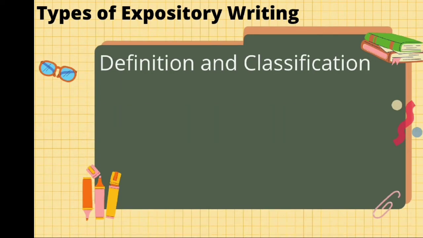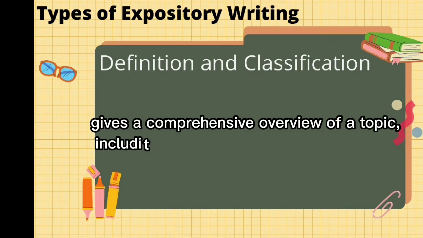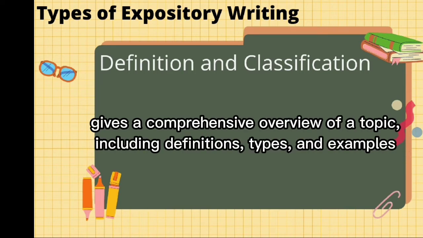The next type is definition and classification. In this type, the writer gives a comprehensive overview of a topic, including definitions, types, and examples. It comprises terminologies with both concrete and abstract meanings.